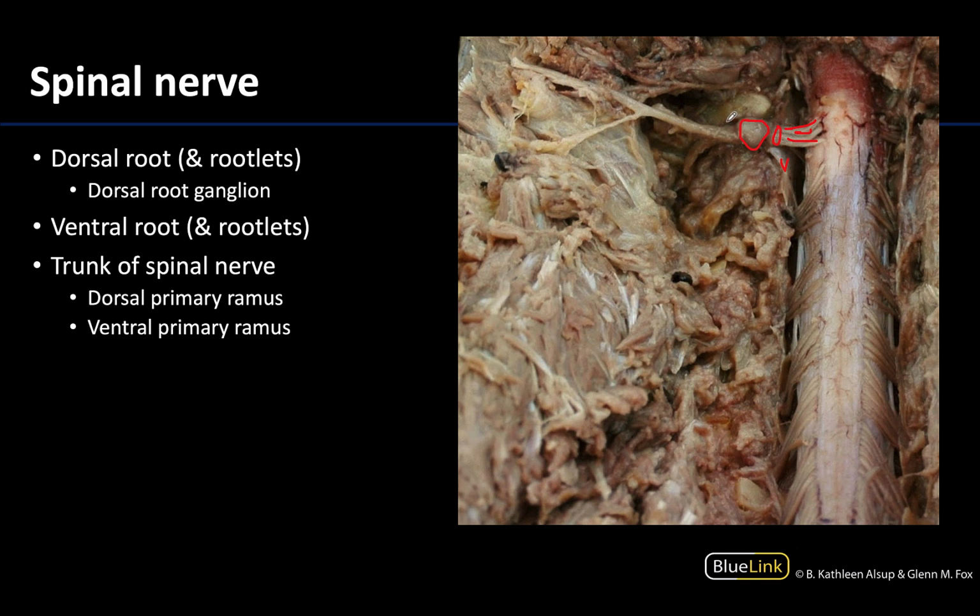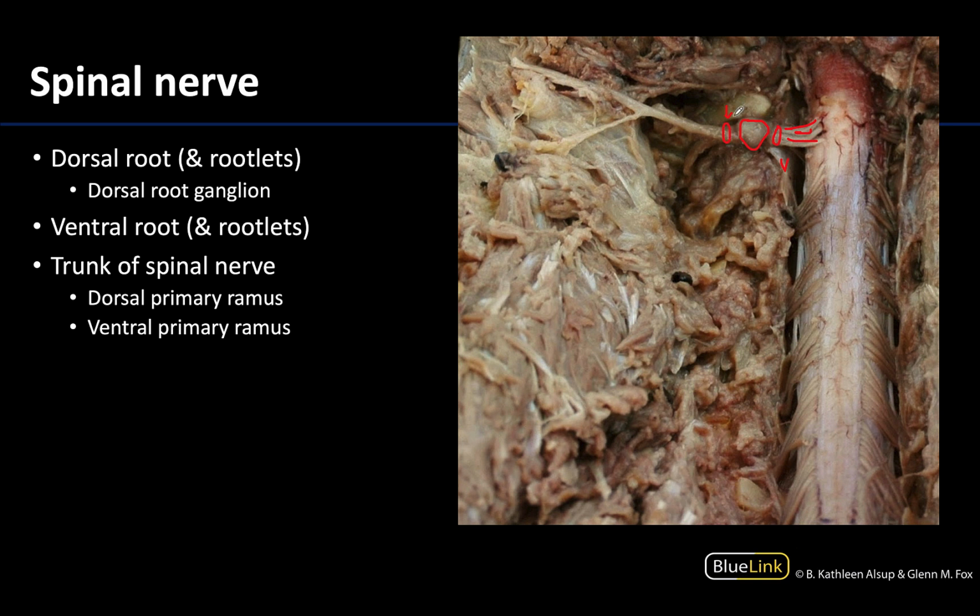The trunk of a spinal nerve is going to be this relatively small portion right here where the two roots are going to meet. So both the dorsal and the ventral roots will meet to form this trunk of a spinal nerve. And at this point, this is going to be a mixed nerve. So you'll have both those sensory and motor fibers traveling in the trunk of the spinal nerve.